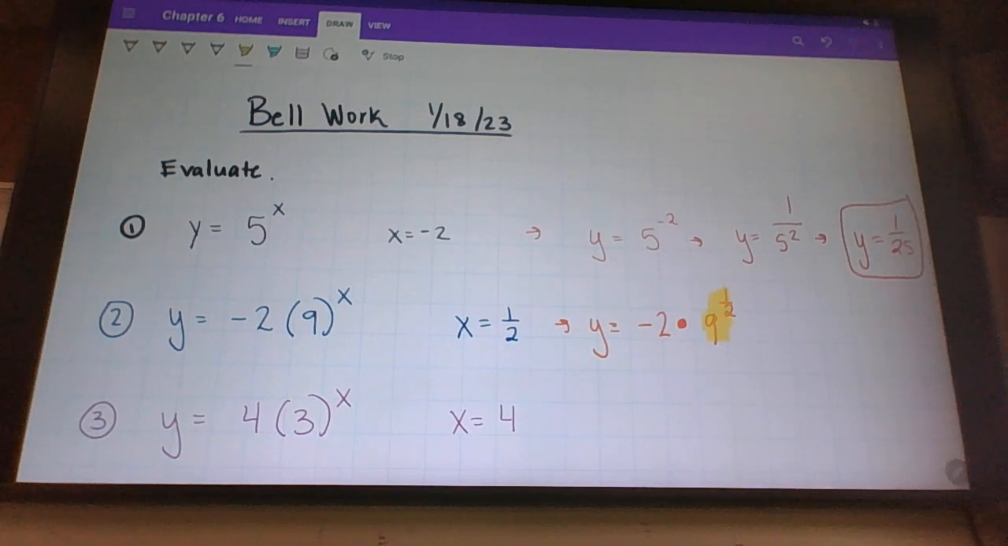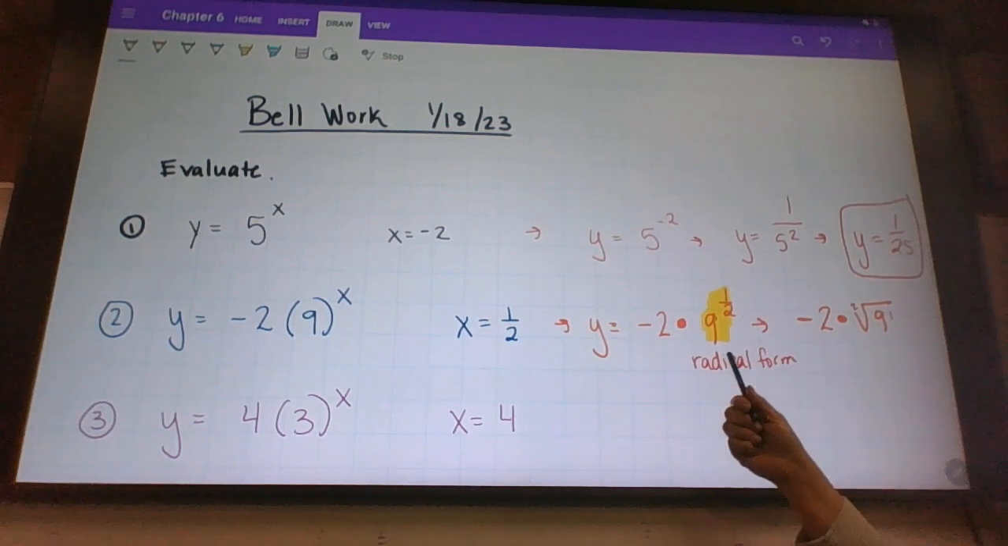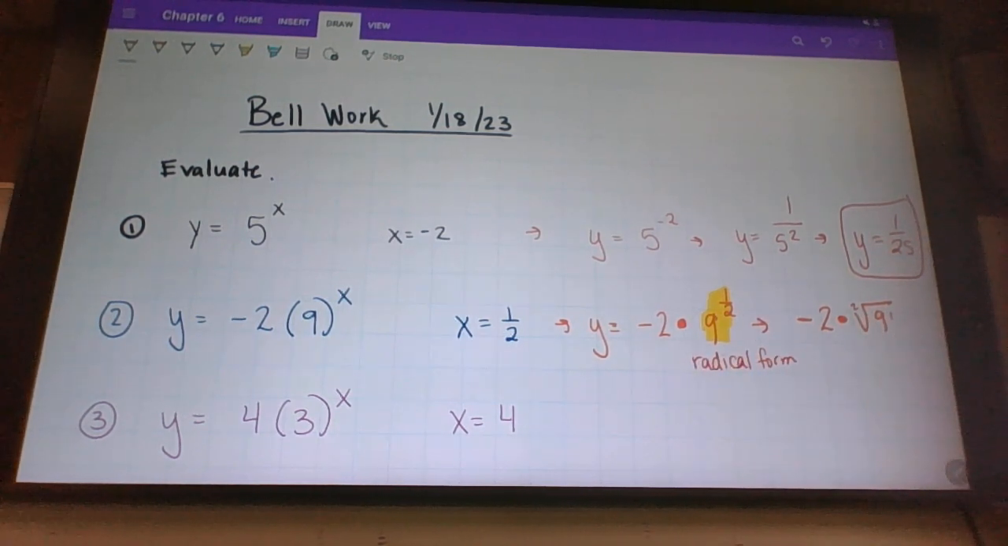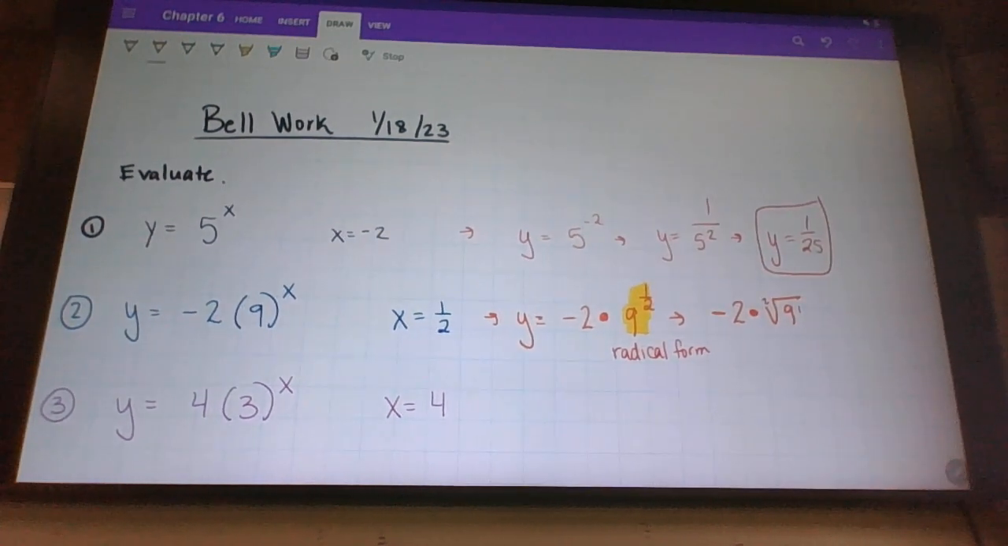Well, I hope some little part of your brain is thinking of the radical form, where you take the 2 down and around. This is really negative 2 times the square root of 9. 9 to the 1/2, if I bring the 2 down and around, is the same as the square root of 9. So this is negative 2 times 3. The answer ends up being negative 6.